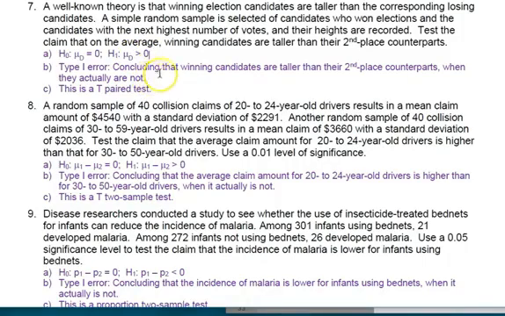A type 1 error would be concluding that the claim is true, so that the winning candidates are taller than their second place counterparts when they actually are not. And this would be a T-paired test since we're talking about the average. That means it's T-stats, and since we're talking about paired samples, it would be T-paired in StatCrunch.